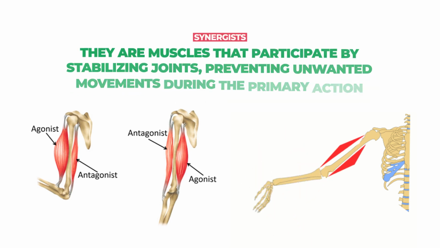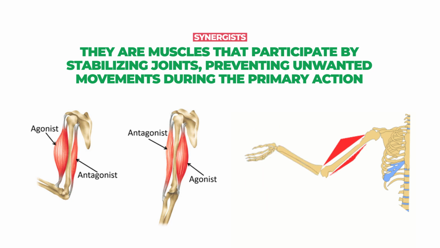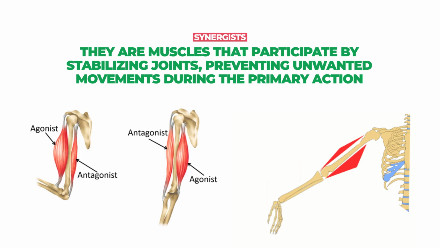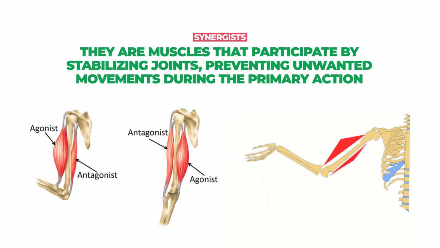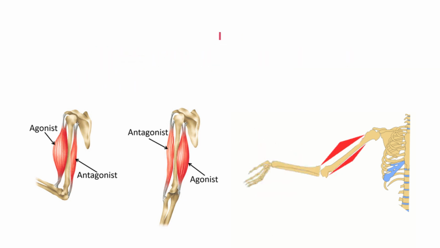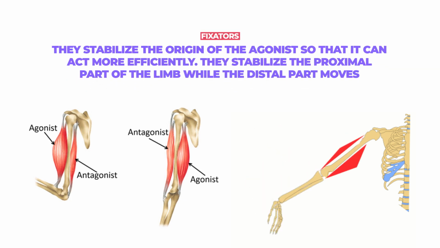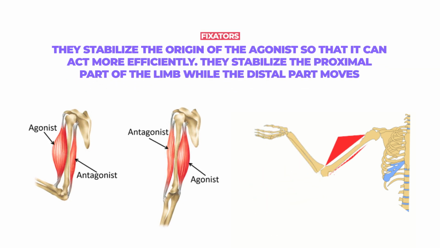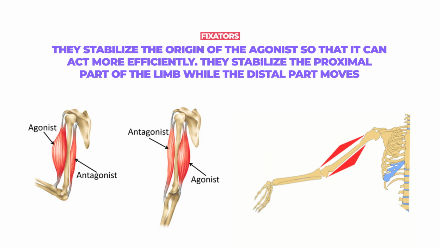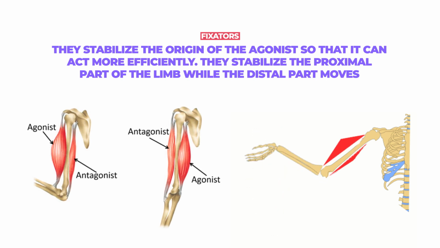We also have the synergists, which are those that participate stabilizing the joints so that unwanted movements do not occur during their action. And we have the fixators, which are those that stabilize the origin of the agonists so that they can act more efficiently. They stabilize the proximal part of the limb when moving the distal part.